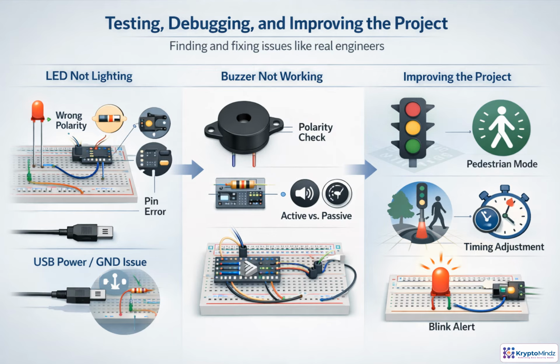When something fails, debug calmly and change only one thing at a time. If an LED stays off, check its polarity, confirm the resistor is in series, and make sure your code uses the correct GPIO pin. If the whole circuit is dead, check USB power and verify that every component shares a common ground. For a silent buzzer, check polarity, then confirm whether it is active or passive. Once it works, you can improve the project by adjusting timing, adding a pedestrian mode, or creating warning blink patterns.